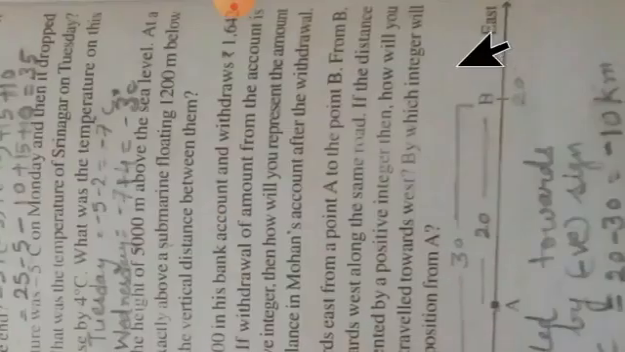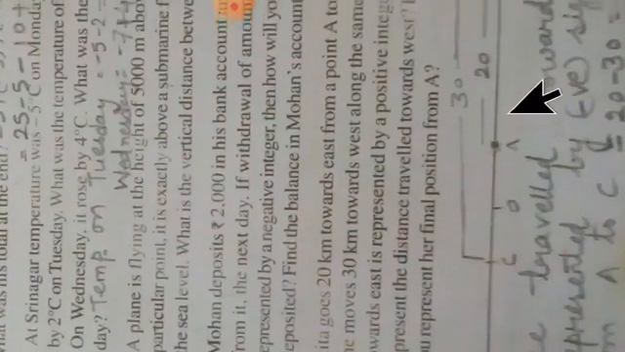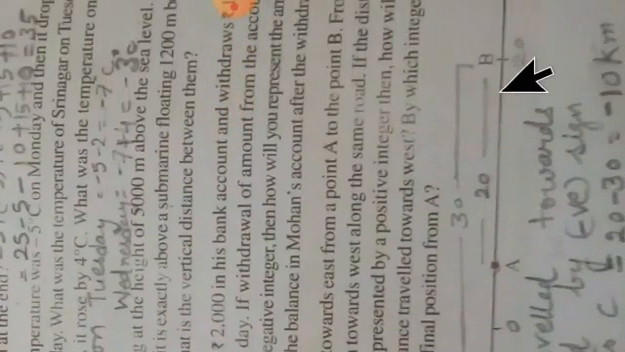Now by which integer will you represent the final position from A? So final position from A will be, from A to B is 20 and from B to C it is 30. So from A to C what we will do? We will subtract 30 and 20. So final position from A to C will be 20 minus 30, which is minus 10. Here we have 20 and minus 30, so it will be minus 10 km.